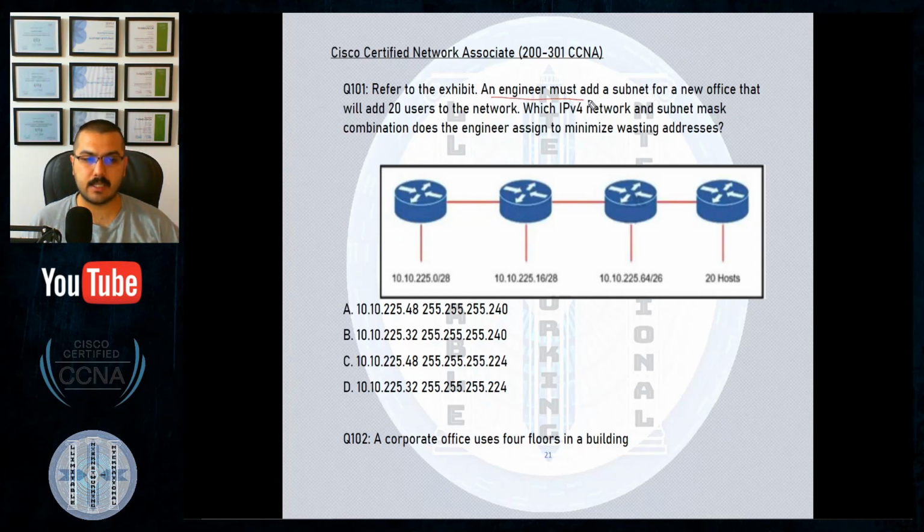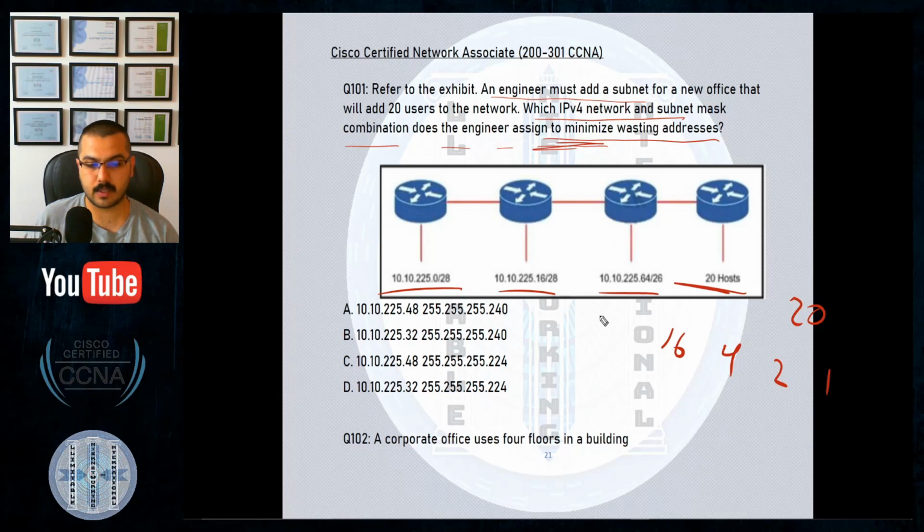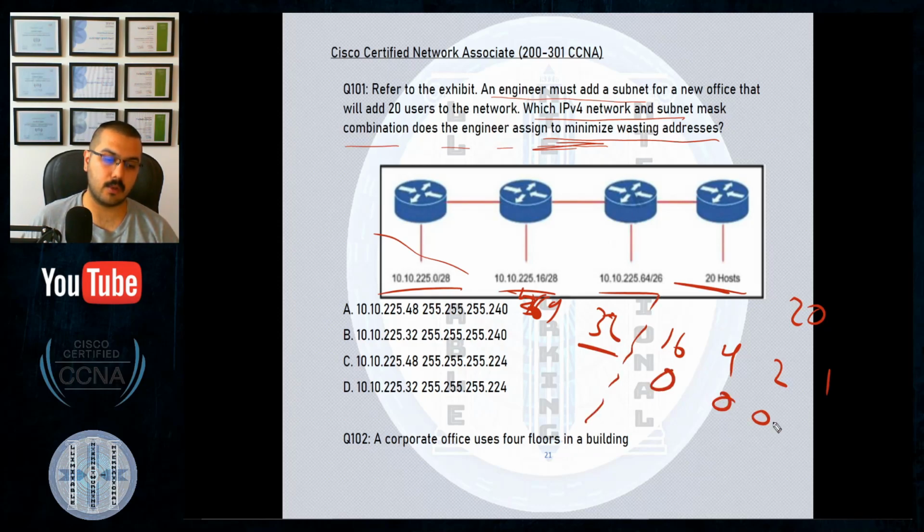101. An engineer must add a subnet for a new office that will add 20 users. Which network and subnet mask combination can the network engineer use to minimize wasting addresses? Okay, so here is a subnet for this department, for this department, for this department. This new department requires a subnet also. Those guys will be 20 hosts. So on this scale, 1, 2, 4, 8, 16, 32, 64, etc. Only the 32 will be enough for them. And on the right, we will have this line: 0, 2 zeros, 3 zeros, 4 zeros. So 32 minus 4 will be /28. So we would need a network with a /28.